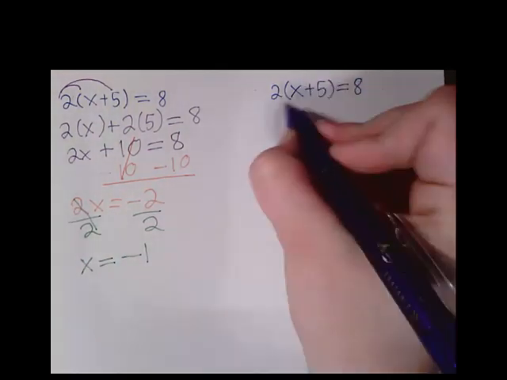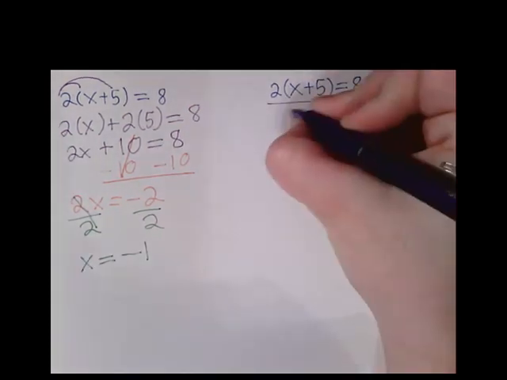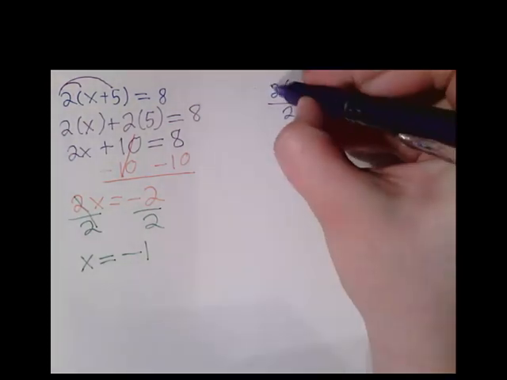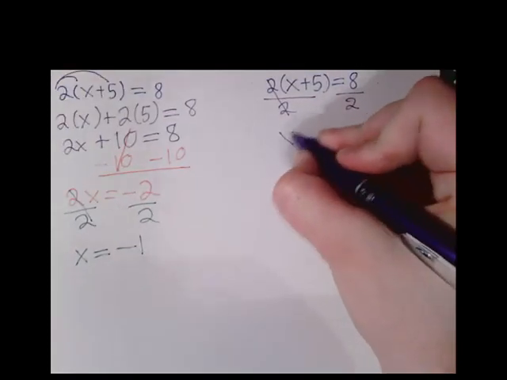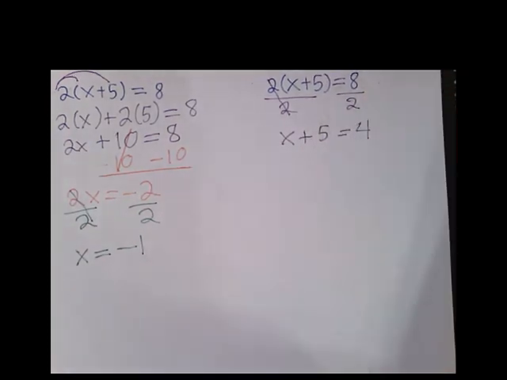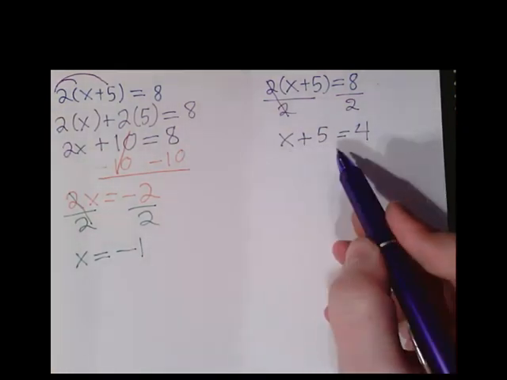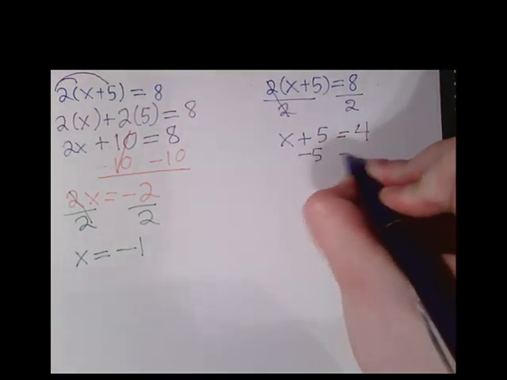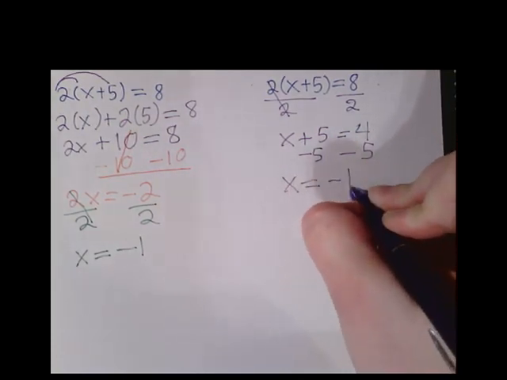So instead of distributing, because the 2 is multiplying to the x plus 5, I can divide both sides by 2. Those 2's will cancel out, and I am left with x plus 5 is equal to 4. So from here, I've got x plus 5. I need to use my inverse operations to isolate x. So I can subtract 5 from both sides, giving me x is equal to negative 1.